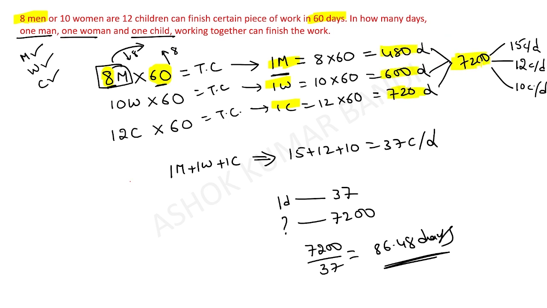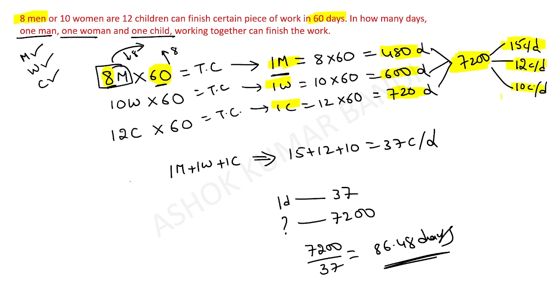Take the LCM as the total amount of work that you need to do. In our case, it is 7,200. So 7,200 is the total number of chocolates that we want to finish to complete the work. If you don't like chocolates, simply assume those many units you have to finish. So 7,200 units, 480 days means 15 units per day. Similarly for women, 12 units per day. Similarly for child, 10 units per day.